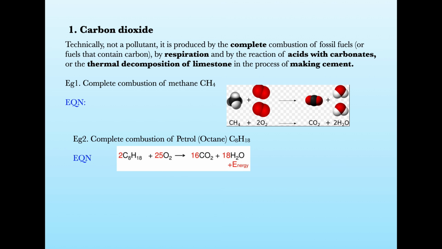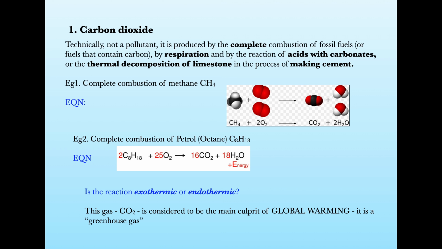Right, there's the balancing. We try to avoid using fractions in equations. This could have been 1, 12.5, 8, 9, but we've doubled it to have whole numbers. It says plus energy, but really that should be delta H is negative. The enthalpy change or the energy change is negative. It's an exothermic process, isn't it? It's an exothermic process. These are fuels, and by definition, fuels produce energy.